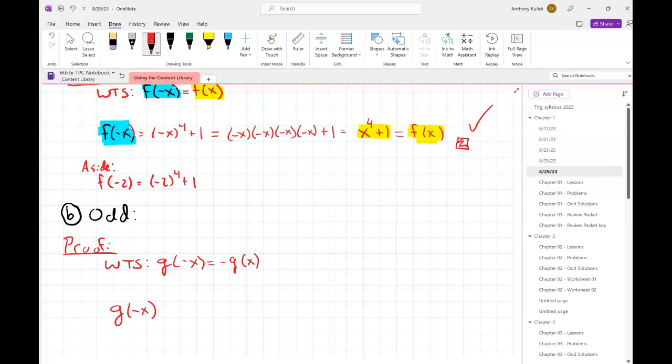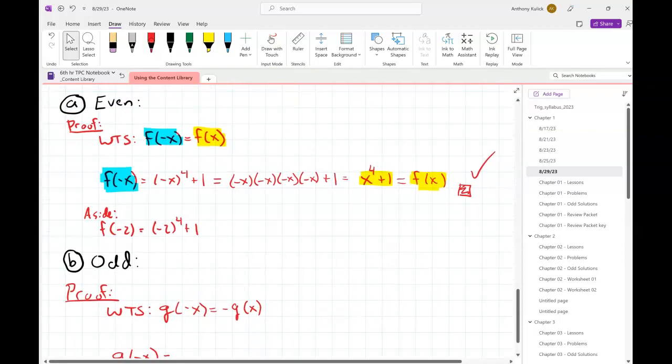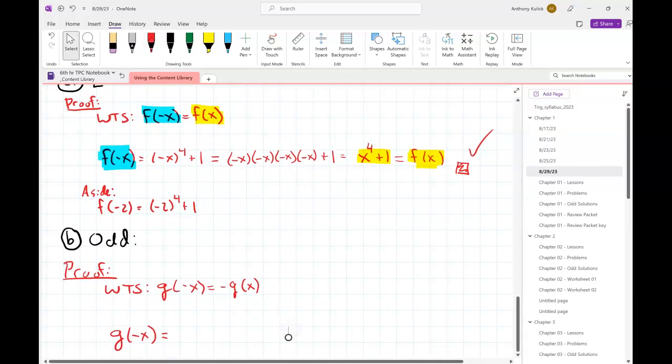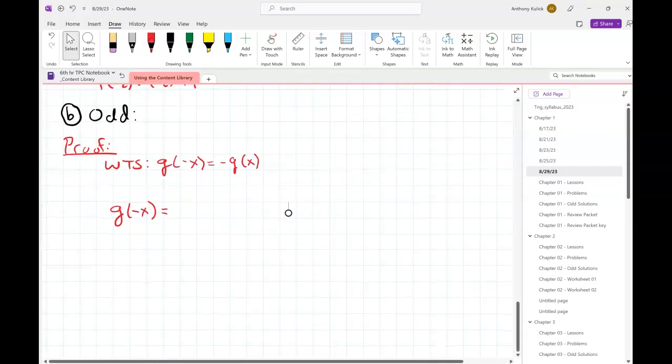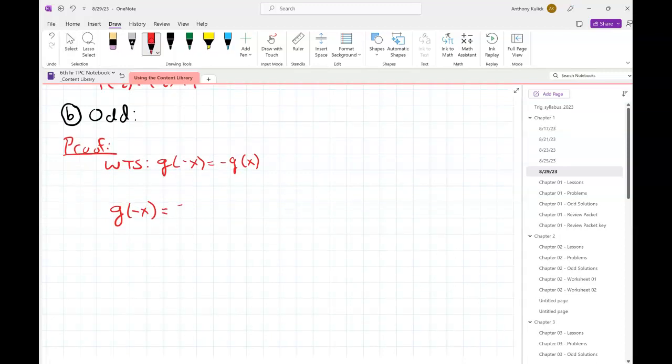We're going to start with the left-hand side and try to end at the right-hand side, just like we did before. So just like before, to do g of negative x, I'm going to be plugging negative x in for x. So I'm still going to have the 2. In place of the x, I'm going to write negative x, and then I still have the cubed, and then plus, still have the 3, but in place of the x, I'm going to write negative x. So far, so good?